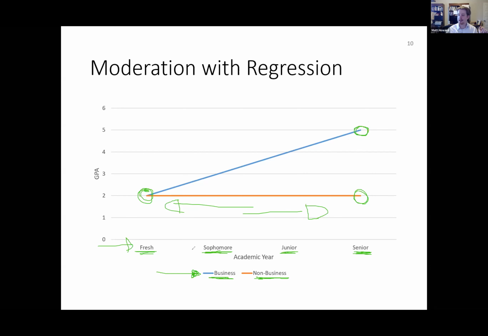So therefore, it's not necessarily the effect of academic year that's predicting your GPA entirely. It's not necessarily the effect of whether you're a business or a non-business major that's predicting your GPA entirely. Instead, it's the interaction of the two. Instead, it's the special combination, because it's not until you have students that are further in their academic career and also business majors that you see this dramatic difference, that you see this notable difference.